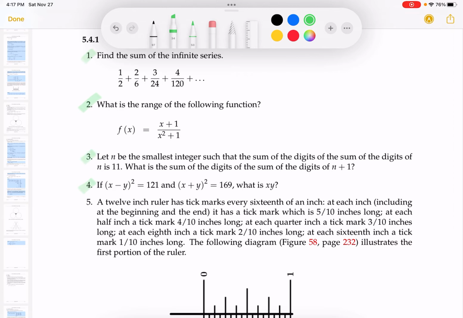It says, let n be the smallest integer such that the sum of the digits of the sum of the digits of n is 11. Wow.